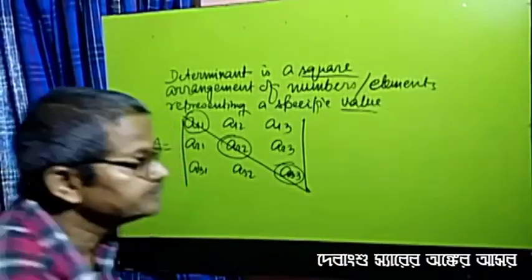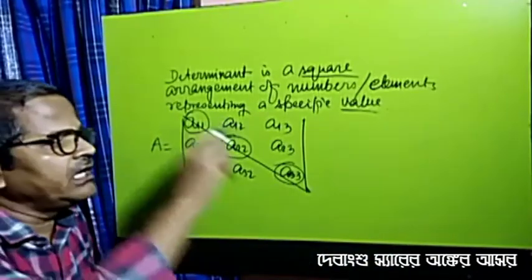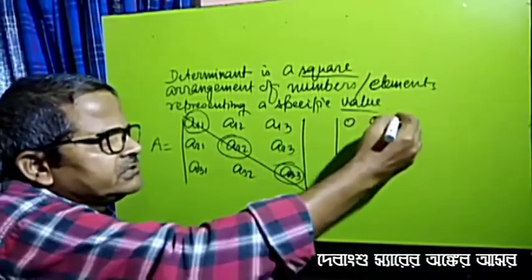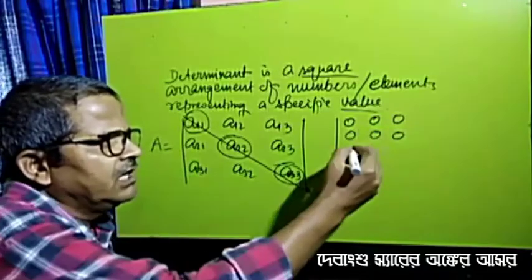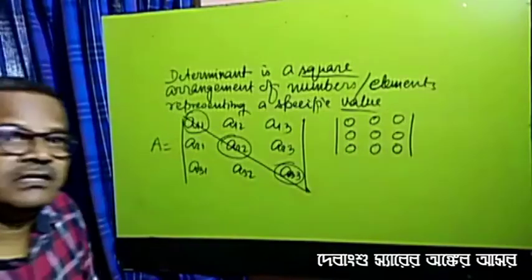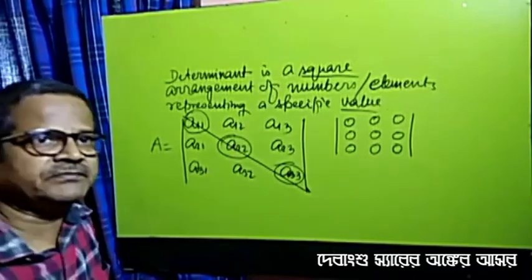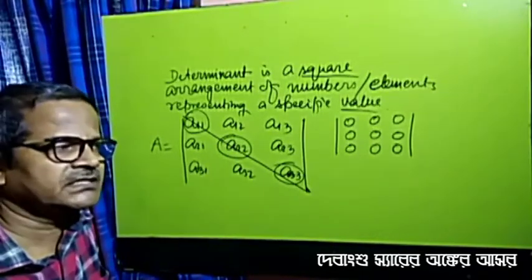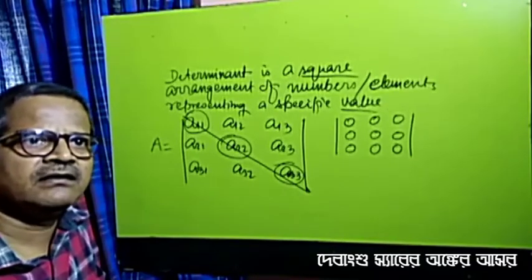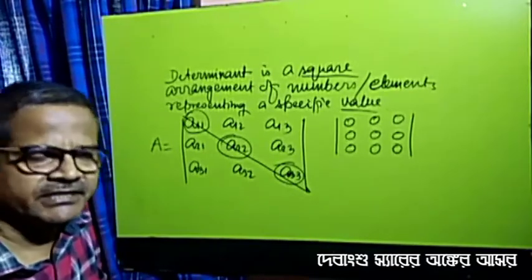Next, see, a few special cases. If all elements are 0, then the determinant will look like 0, 0, 0, 0, 0, 0, 0, 0, 0. So this is a special type of determinant whose all elements are 0, but this determinant has no special need or special role in the case of determinants.